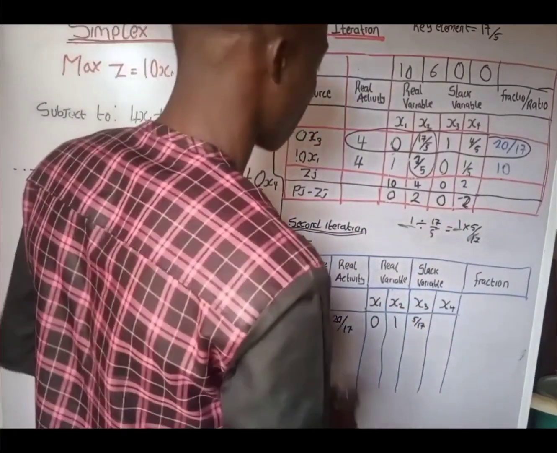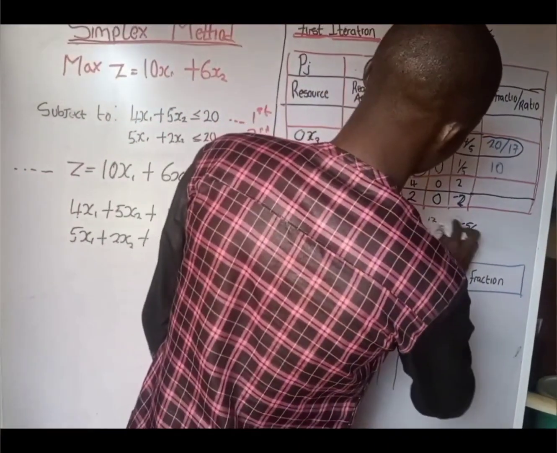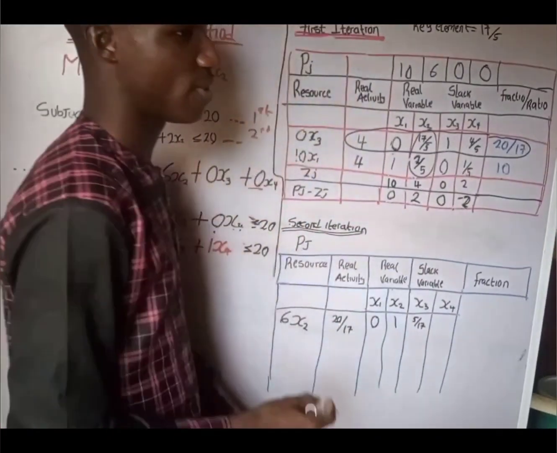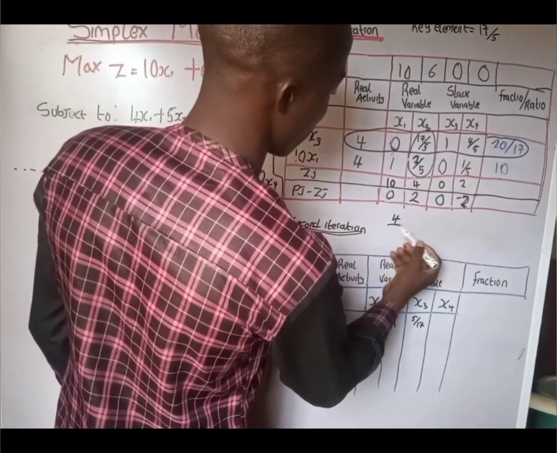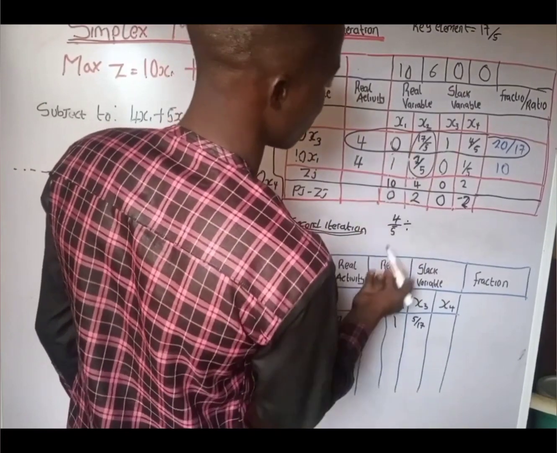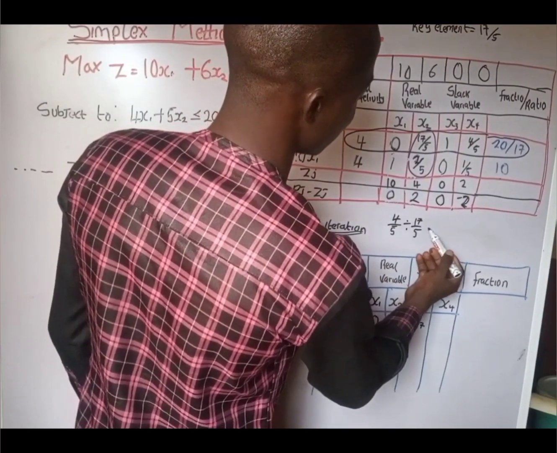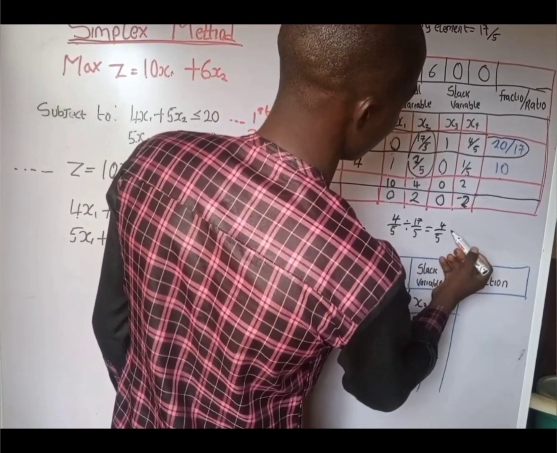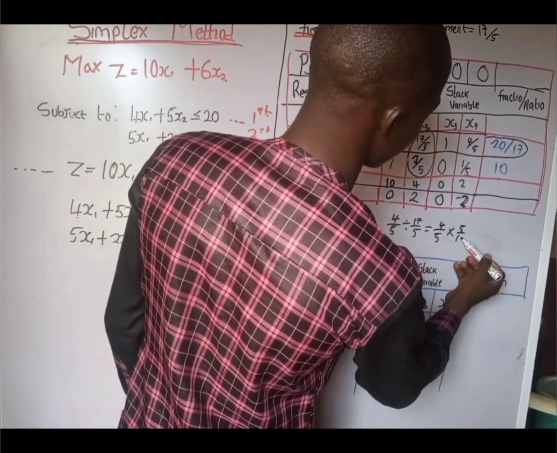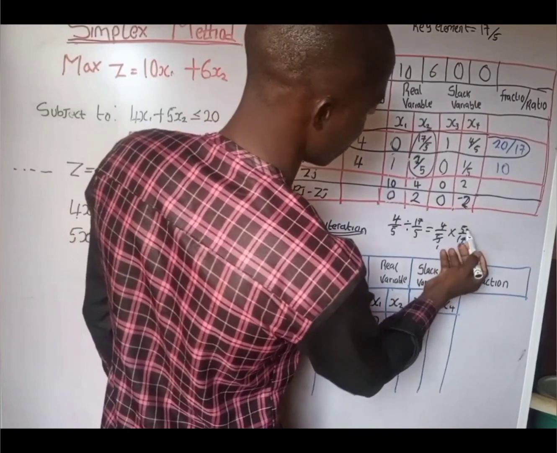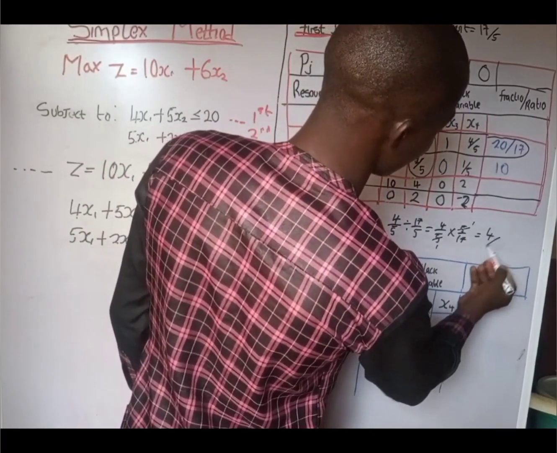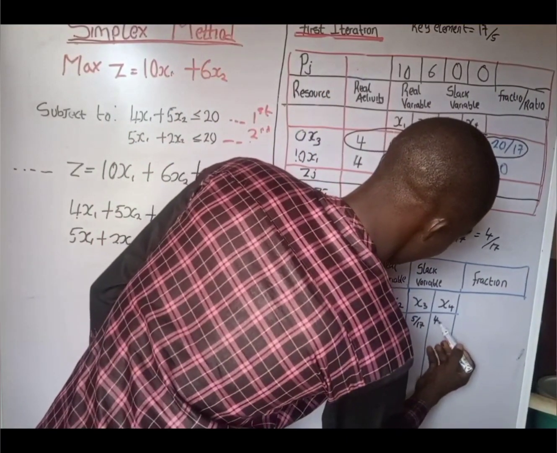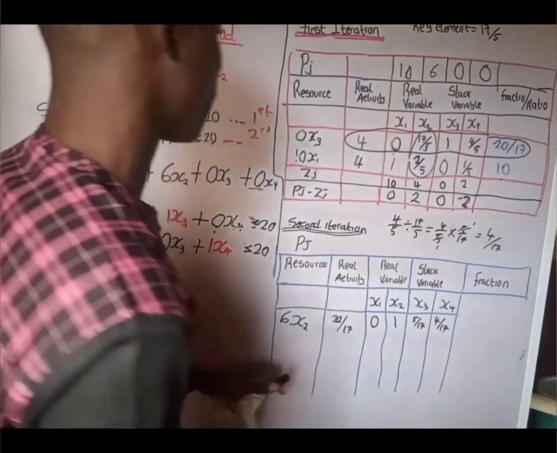So now for the x4, I have 4 over 5 as the old value. If I want to get the new value, I'm going to have 4 over 5 divided by the key element, which is 17 over 5. If I change this sign to a multiplication sign, don't forget that the numerator will go to the denominator, so I'm going to have 5 over 17. 5 divided by 5, and 4 times 1 will be 4. So I'm going to have 4 over 17. So the new value for this will be 4 over 17. Right now, I've gotten the new value for the first row.